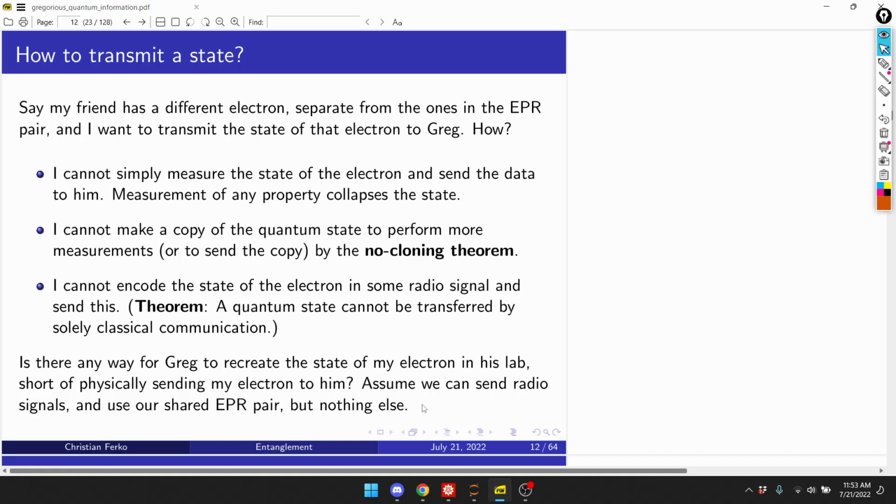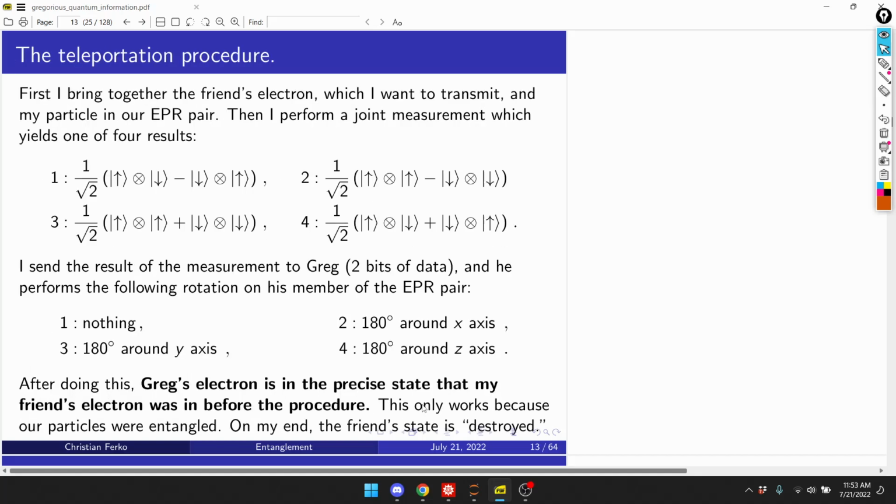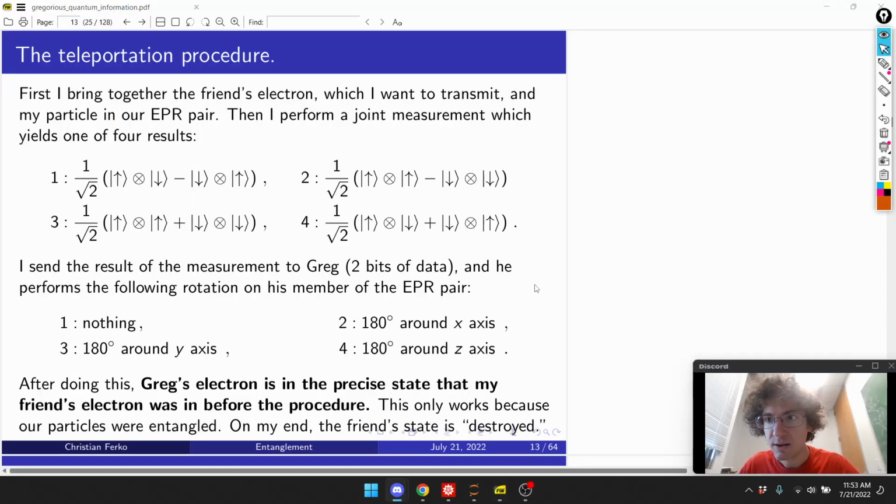I won't explain it in detail, but I'll just give you sort of a slogan-level explanation of what we do. So what I do on Earth is I take the friend's electron, the one I want to transmit, and I bring it together with my half of the EPR pair. So this is the friend's electron, and I bring it close together to my electron that's in our EPR pair.